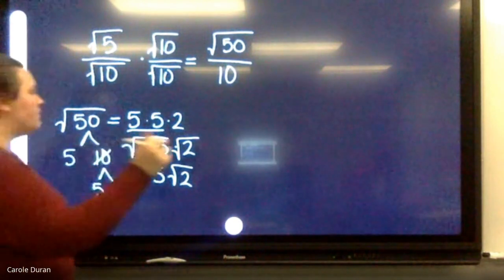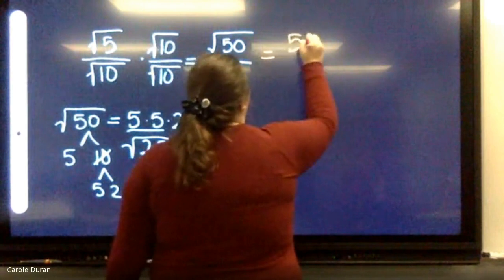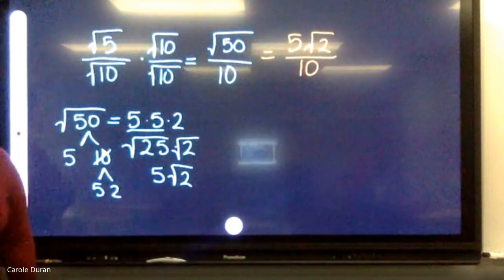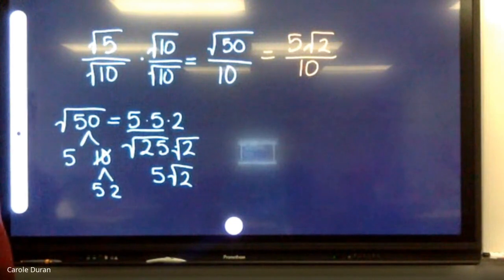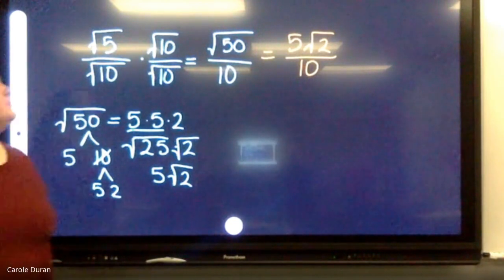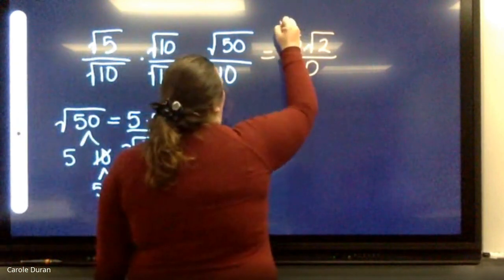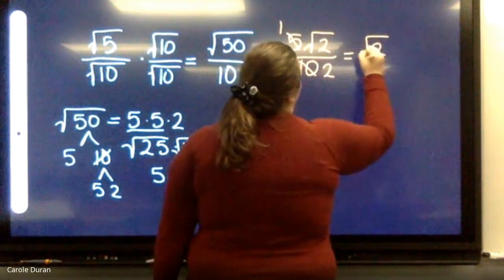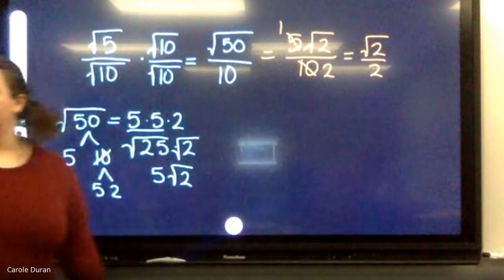So I replace the square root of 50 with 5 times the square root of 2, still over 10. And then my last step is to simplify the whole numbers. Is there anything I can take out of 5 and 10? Yes. 5. 5 divided by 5 is 1. 10 divided by 5 is 2. And I get square root of 2 over 2. And I'm done.